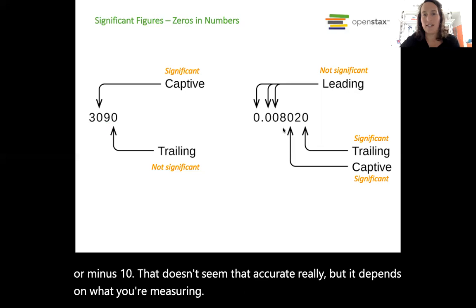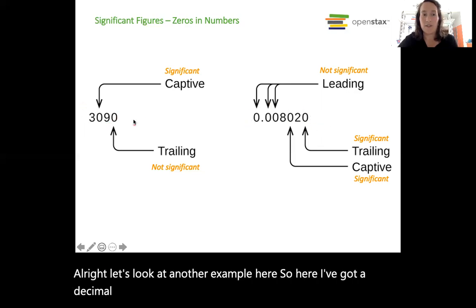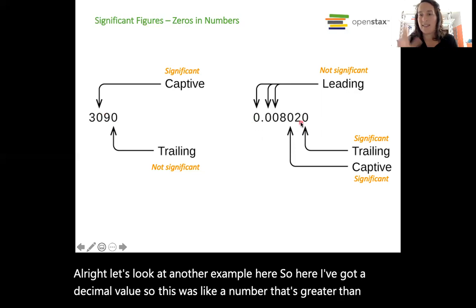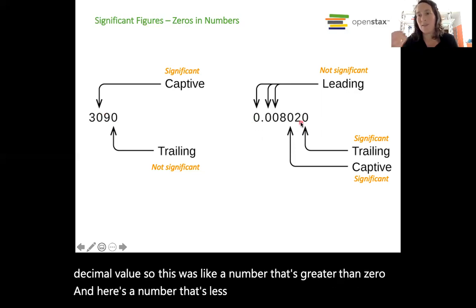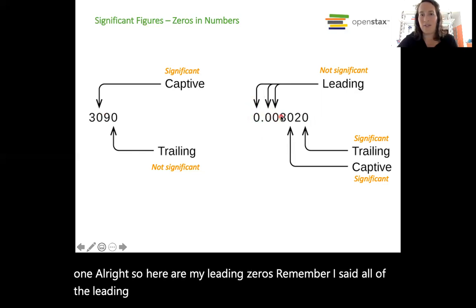All right, let's look at another example here. Here I've got a decimal value, a number that's less than 1. Here are my leading zeros. Remember I said all the leading zeros leading up to the very first non-zero integer are not significant.